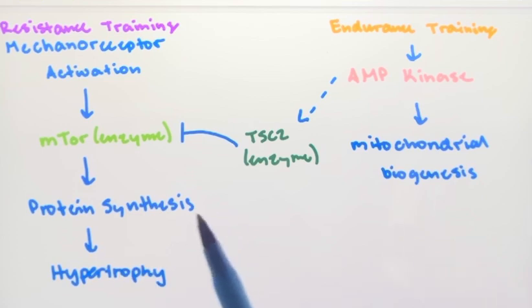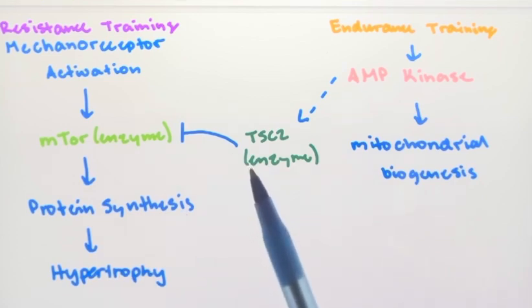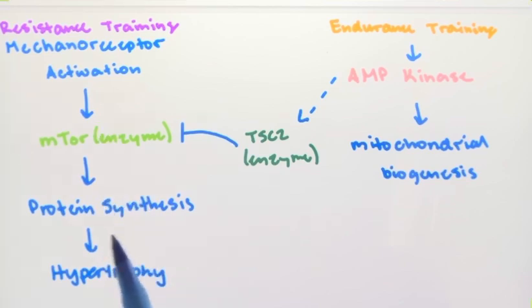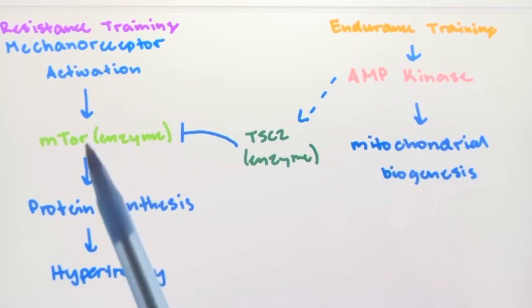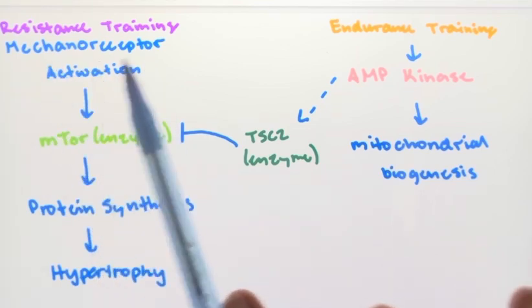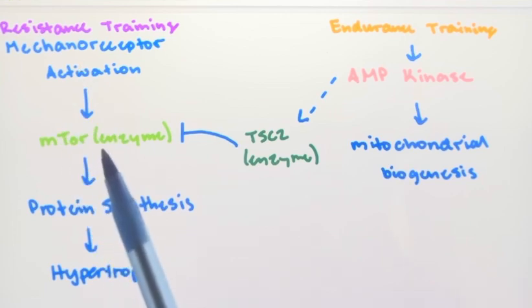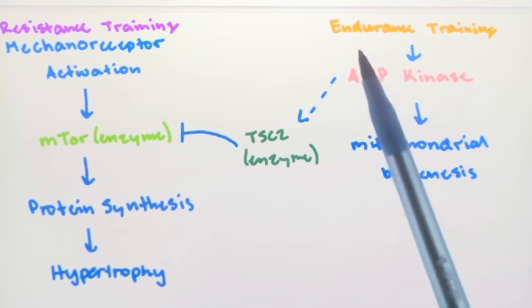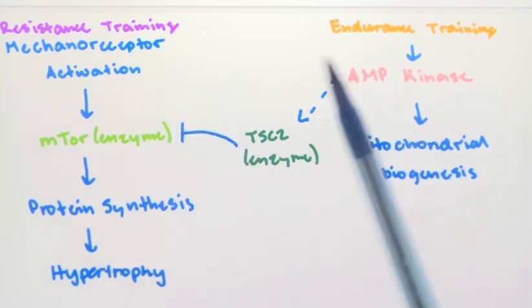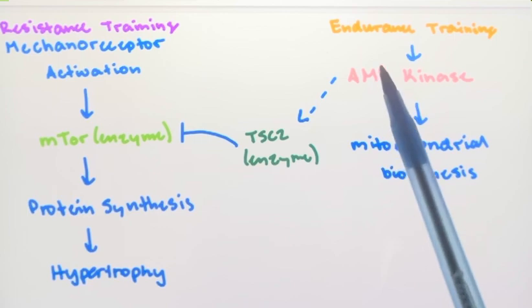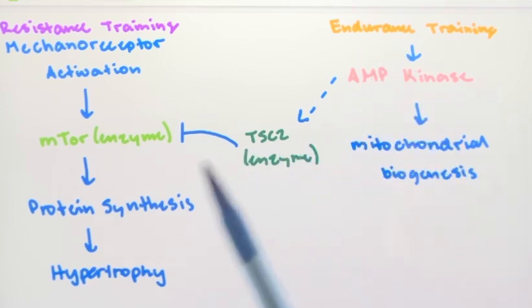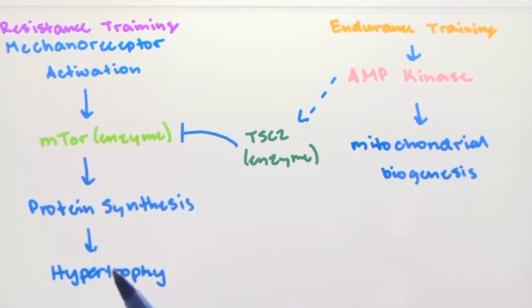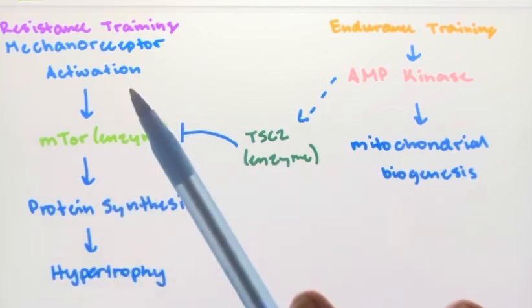So one way to navigate this interference is by doing resistance training first and then endurance training. When we do resistance training first, that means that we can go through this whole process that's activated by these mechanoreceptors. We'll release mTOR, which will increase protein synthesis, which will then increase hypertrophy. If we do resistance training before endurance training, all these steps can occur, and then we will have the onset of AMP kinase, which will inhibit TSC2, but the hope is that we will go through enough protein synthesis to see some hypertrophy from our resistance training.